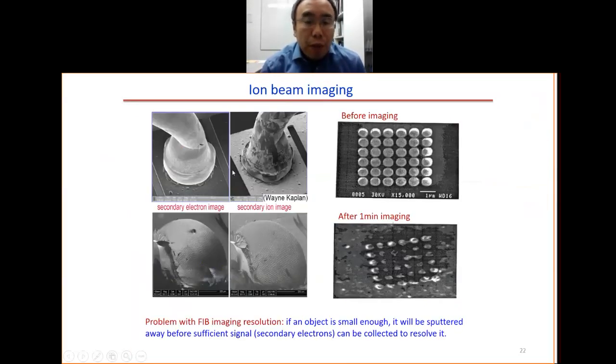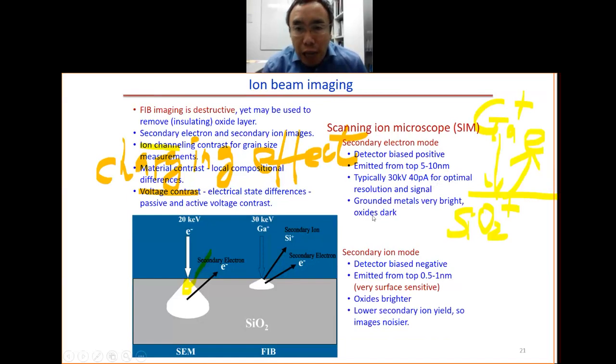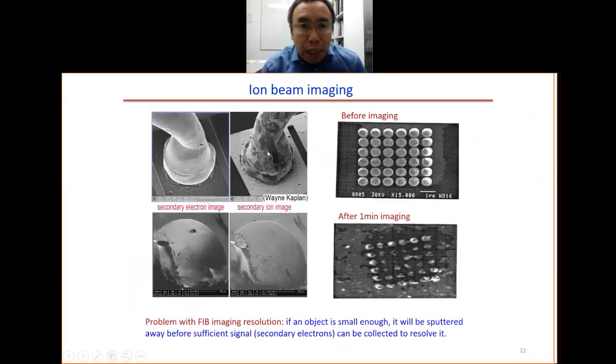Here is the image for the ion beam. We have the ion beam coming in. In this one we detect secondary electrons, and in this one we detect secondary ions. You can see they are not the same. This one is bright, but this one we see something dark. Why do they look different? This is because the secondary ion mode is very sensitive to the top 1 nanometer. If you have some contaminant, like a layer of oil molecules, an organic contaminant, this will make a big difference. As a result, the contrast is different. The 5 to 10 nanometer secondary electron mode is less sensitive to surface contaminants.